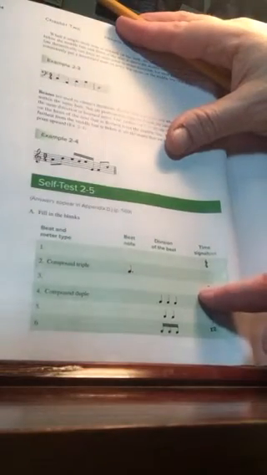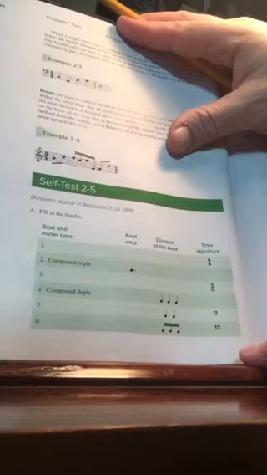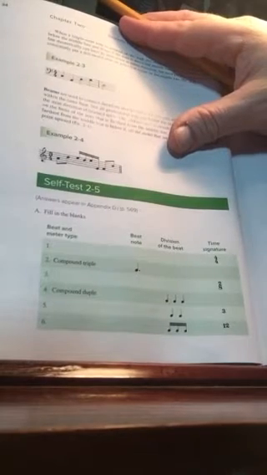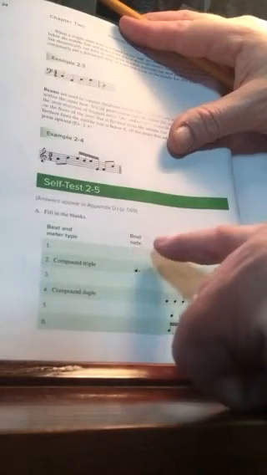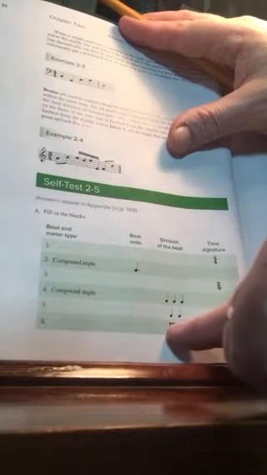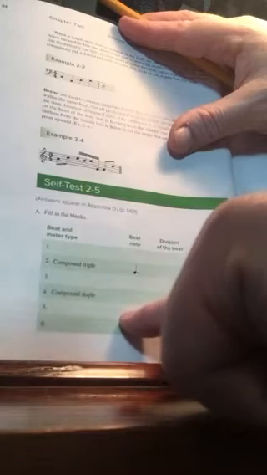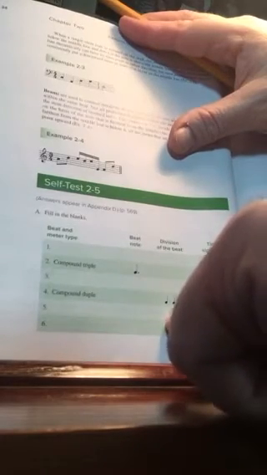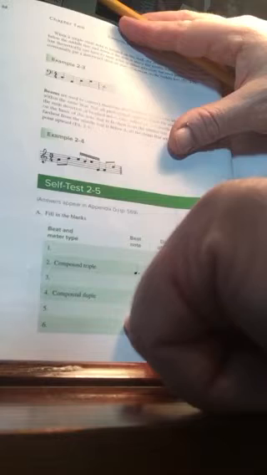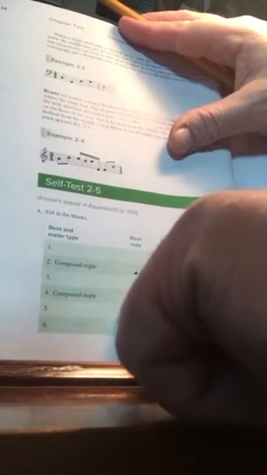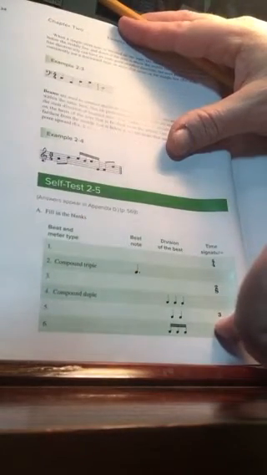Okay, so here's a 2 as a top number. Here's a 4 as a top number. Here's a 3 as a top number. Okay, so those have to be simple signatures. And we know that in simple signatures, the beats divide into 2 of something. So here you have a division of 2. So your beat note's got to be whatever these two added together becomes the beat note in this signature. Okay? And the beat note in simple signatures becomes the bottom number.